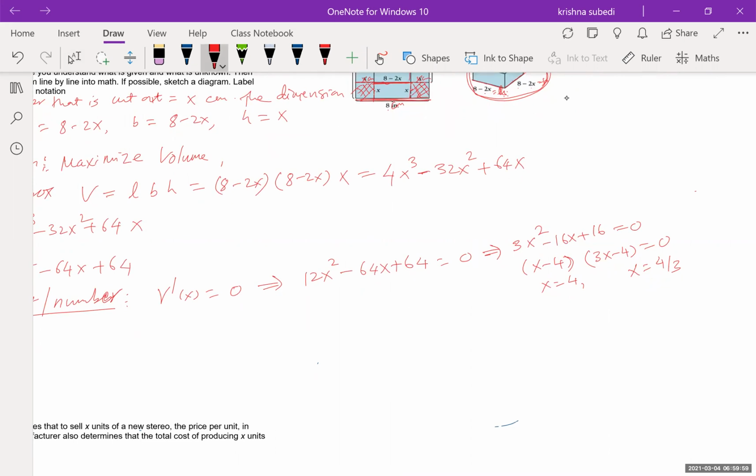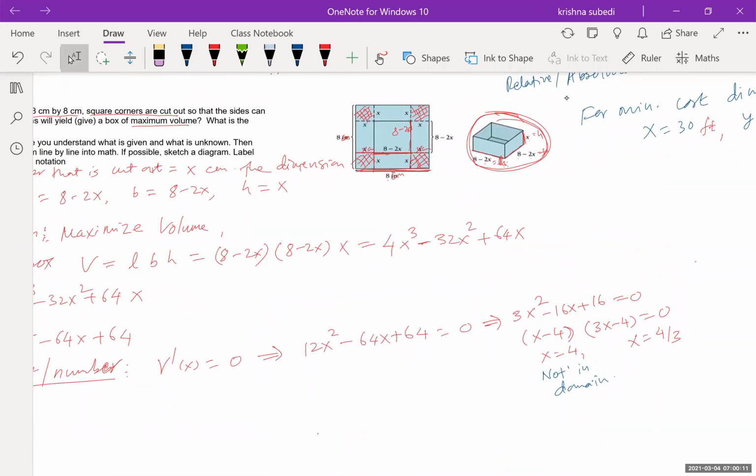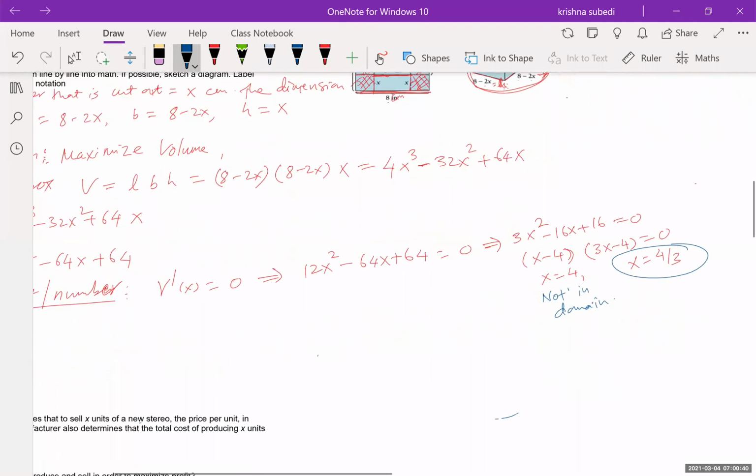Now remember, x equals 4 is not in the domain, because you see in this cardboard the total length is 8 centimeter. If you just cut right in the middle at 4 centimeter, then you don't have anything to fold on. So you cannot make the box out of it. That is not in the domain. So this is the only possible value for maxima or minima.